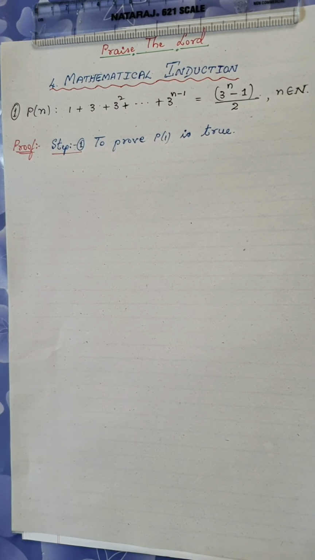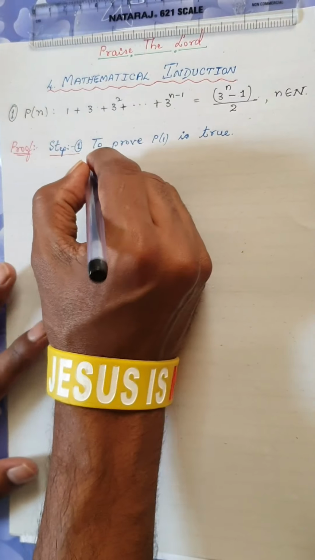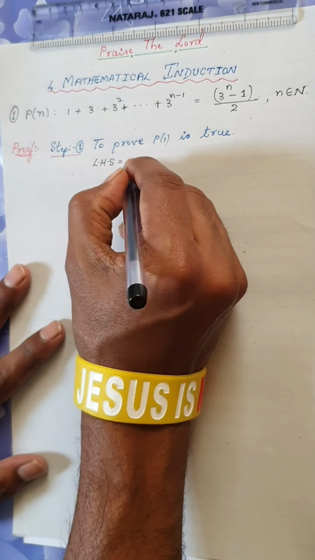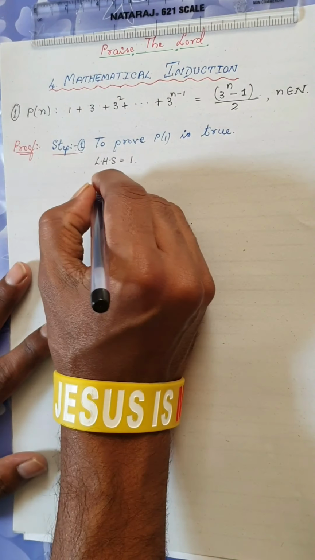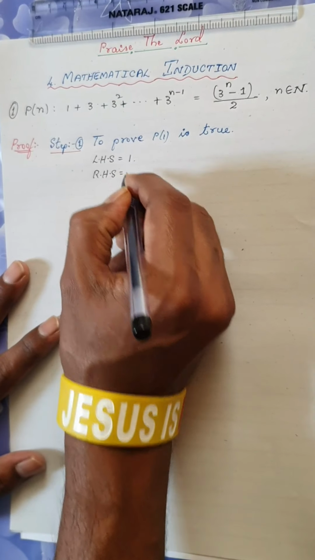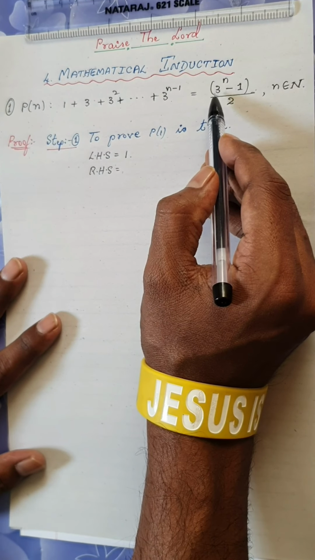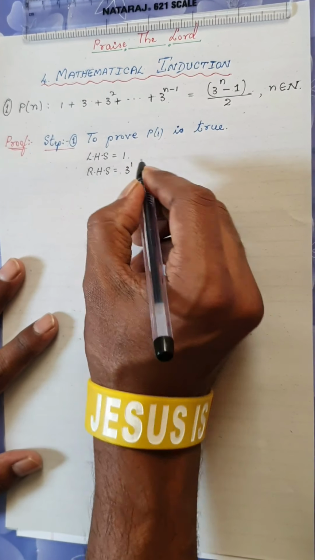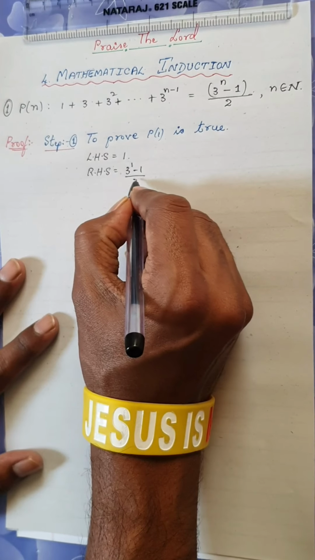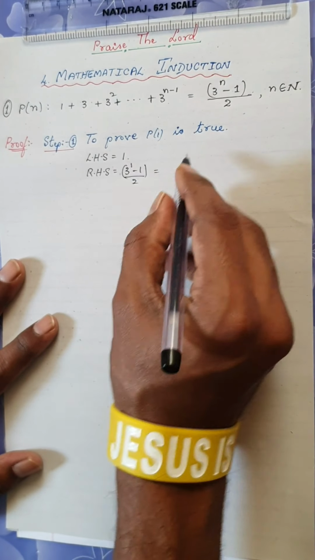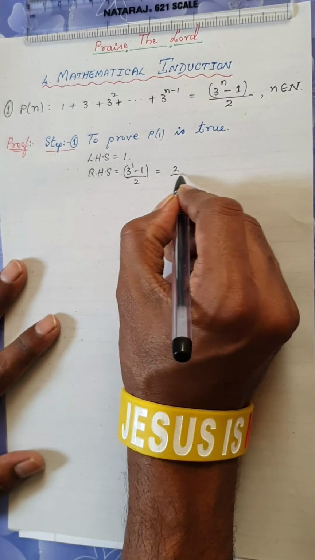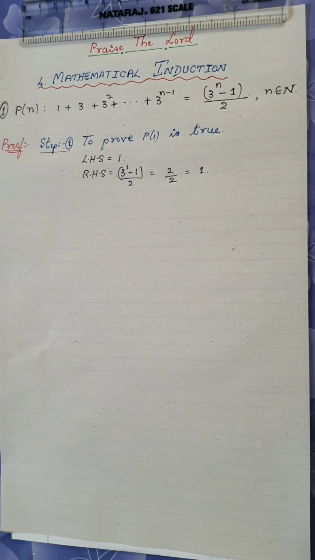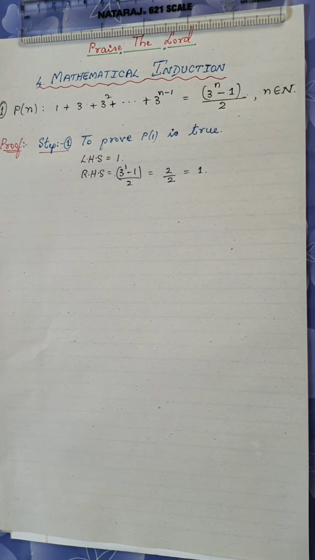So the first step for us is to prove P of 1 is true. Let us consider the LHS. Let us consider the first term, which is nothing but 1. Now moving on to our RHS. Put n is equal to 1 in the RHS of the given statement. That is nothing but 3 power 1 minus 1 divided by 2. So 3 power 1 is 3, 3 minus 1 is 2. So 2 by 2, that is nothing but 1. Hence, LHS is equal to RHS, therefore P of 1 is true.